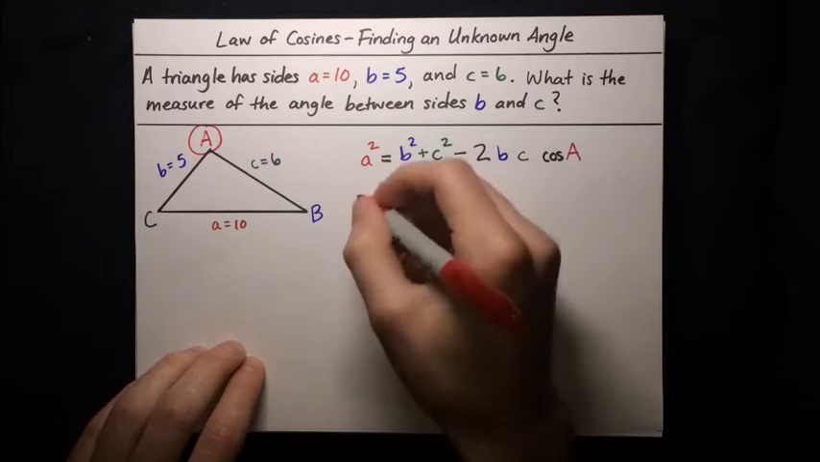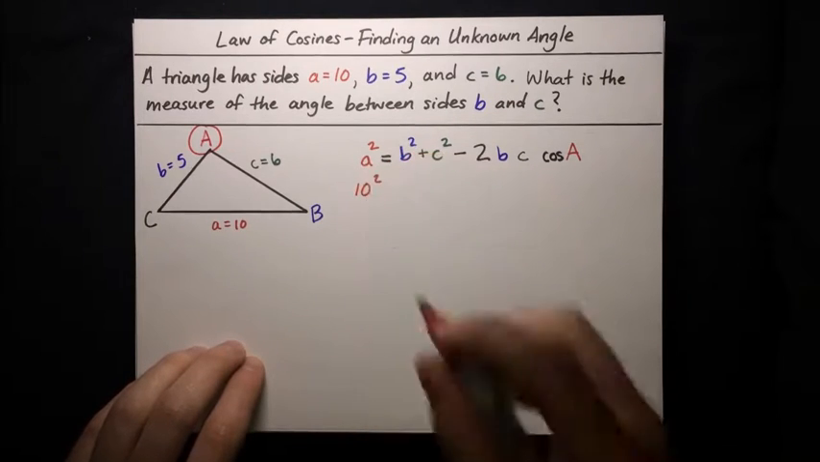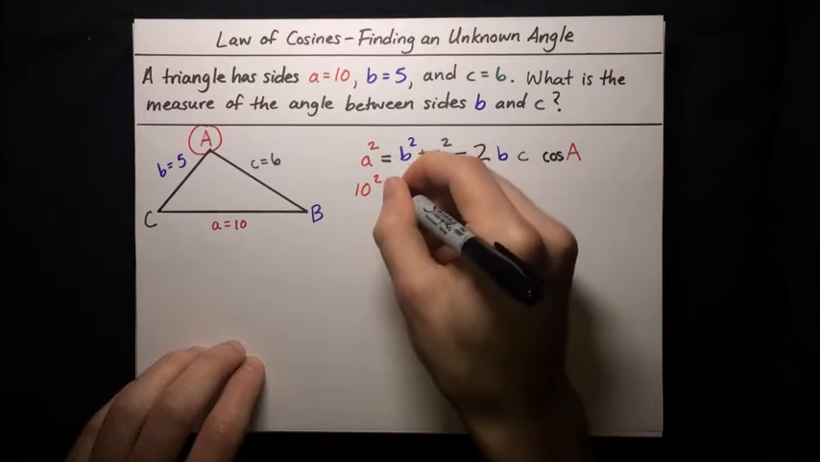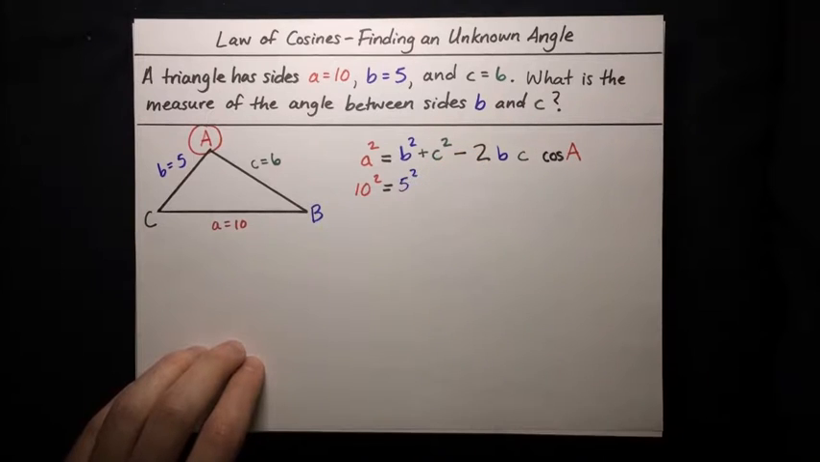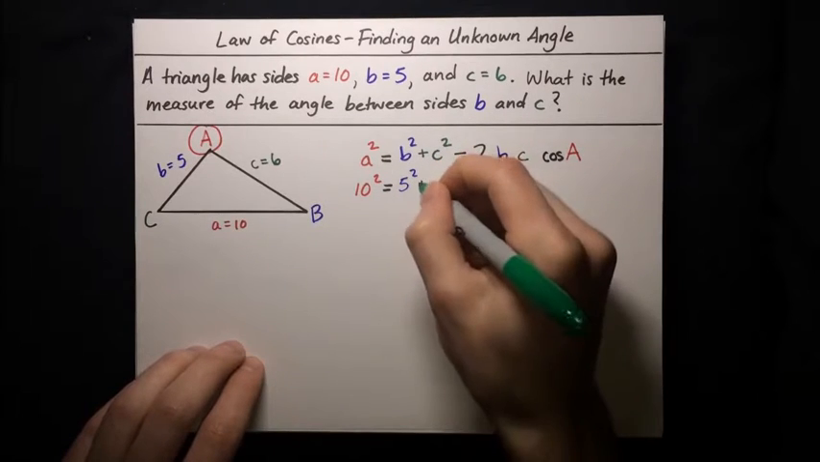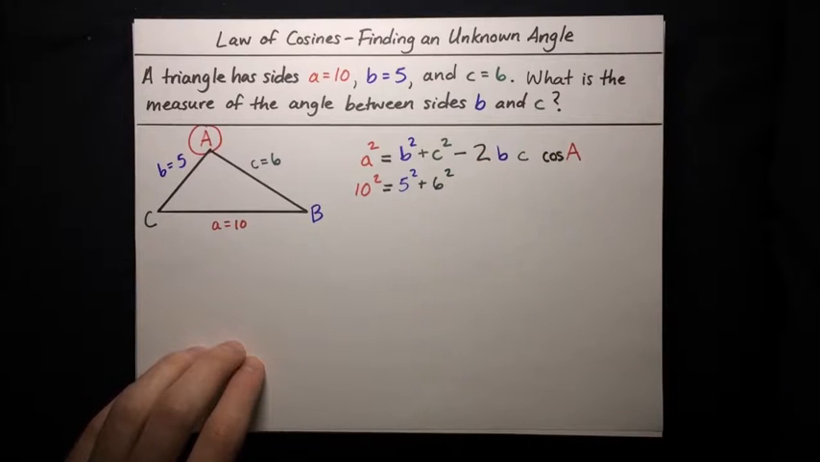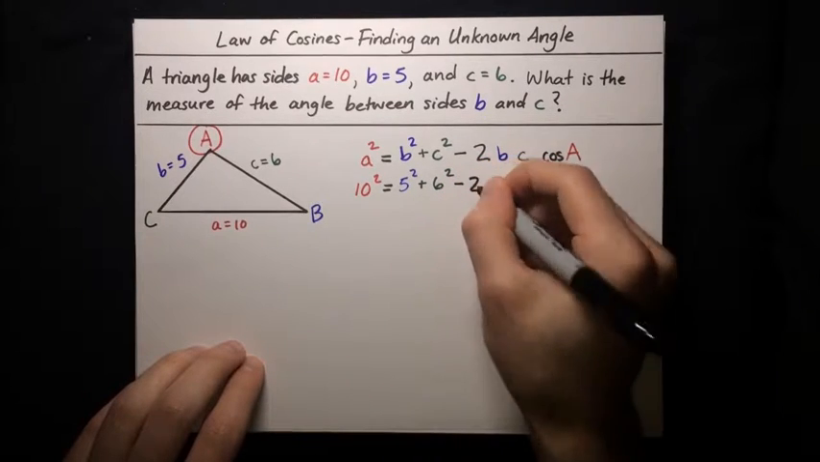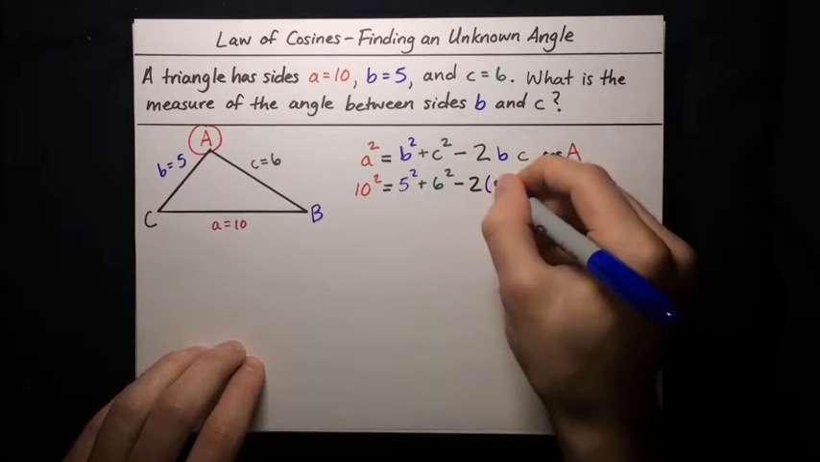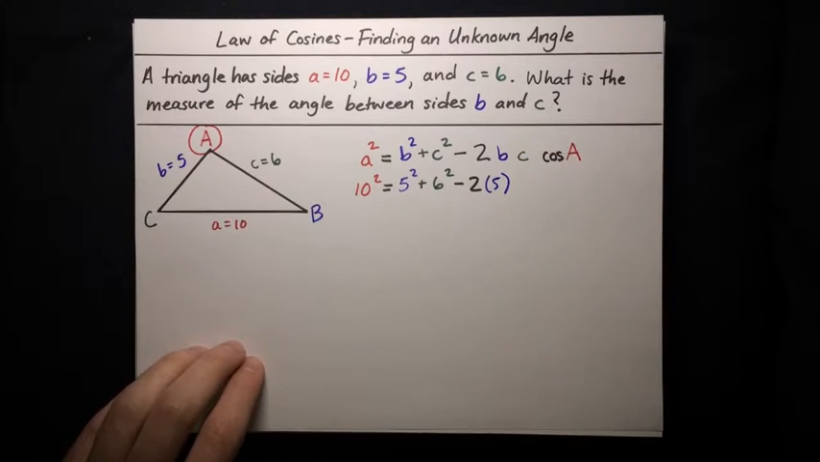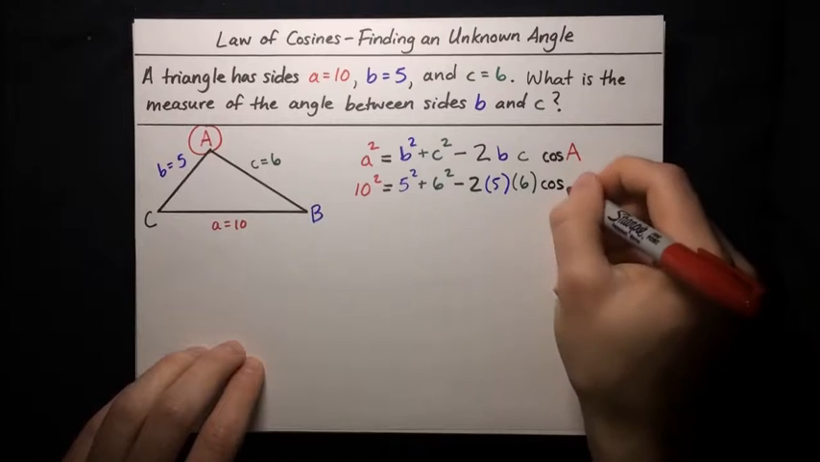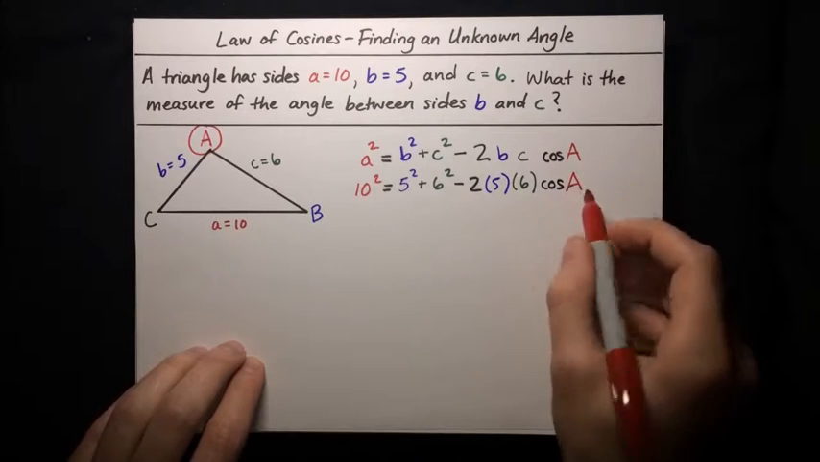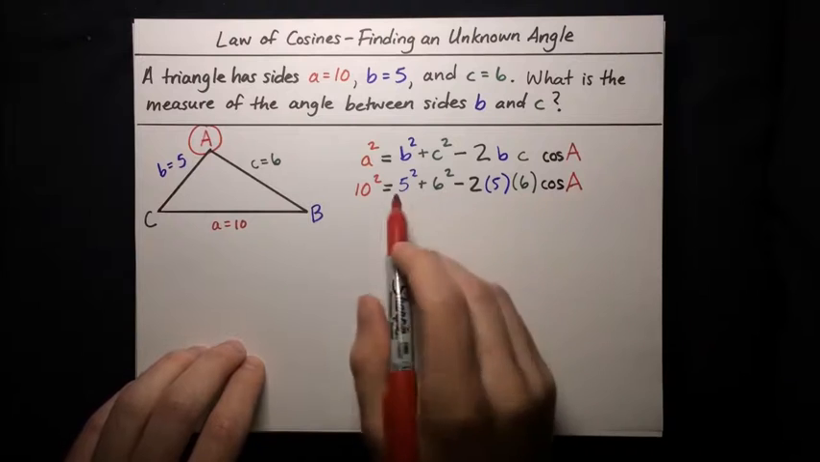So A squared, A is 10, so 10 squared is equal to B squared. B is just 5, so 5 squared, plus C, so plus 6 squared, minus 2BC, so minus 2 times 5 times 6 times cosine of A, big A, angle A. And great, so now angle A, big A, is the only variable in our equation here, and we can just go ahead and solve for it.